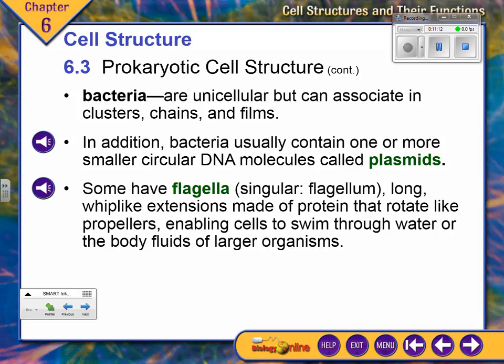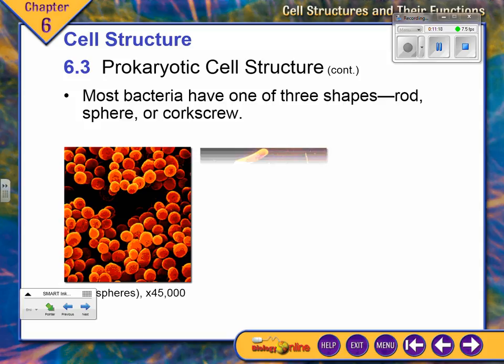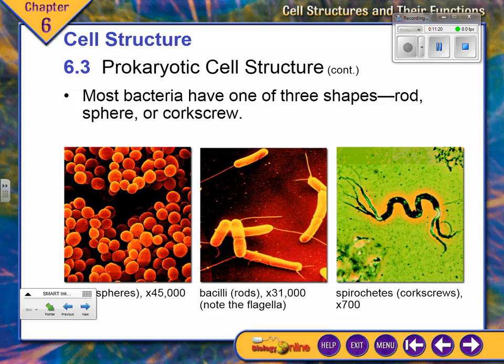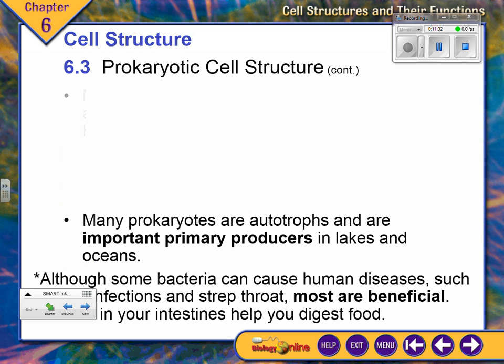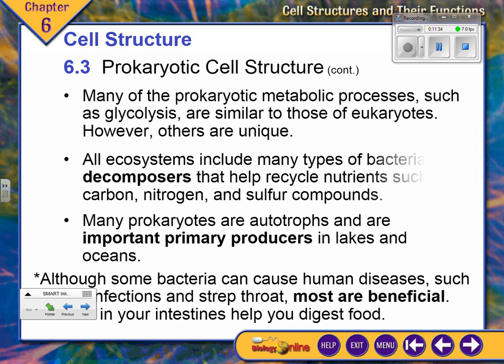Flagella, some of them also are mobile. Like E. coli can swim around, it has flagella. They can have cilia. They come in three shapes. Now, I'm talking about the bacteria kingdom, not the archaea kingdom, which are the extremist types of bacteria or prokaryotes. Spheres, rods, spirals. These are the bacteria that are all around us.